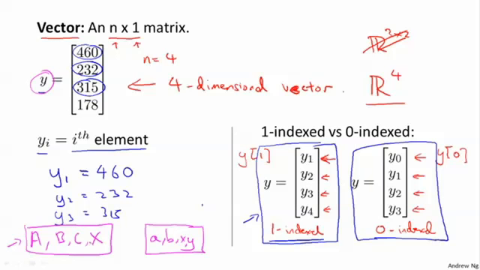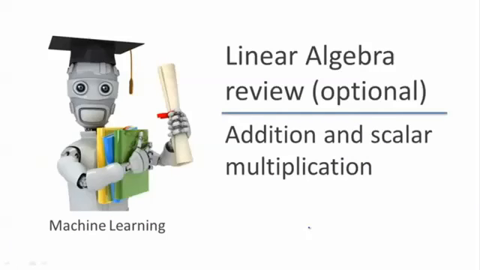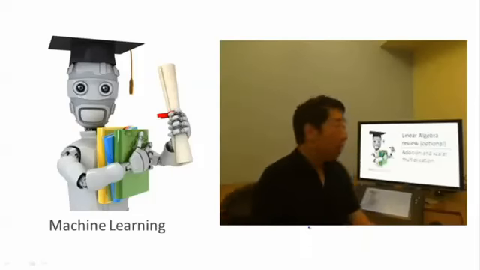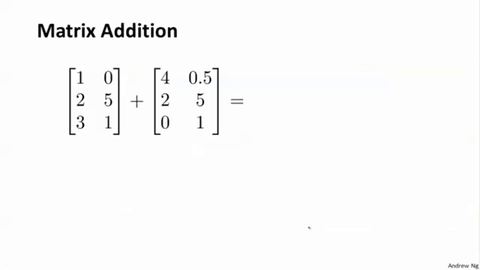So you now know what matrices and vectors are. Next, we'll talk about some of the things you can do with them. In this video, we'll talk about matrix addition and subtraction, as well as how to multiply a matrix by a number, also called scalar multiplication. Let's start with an example.